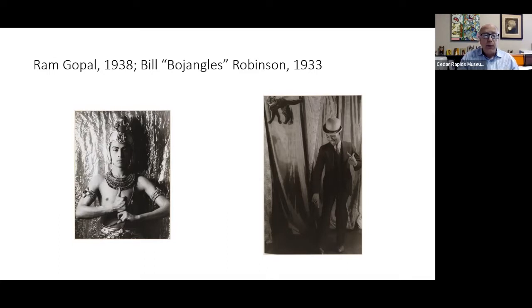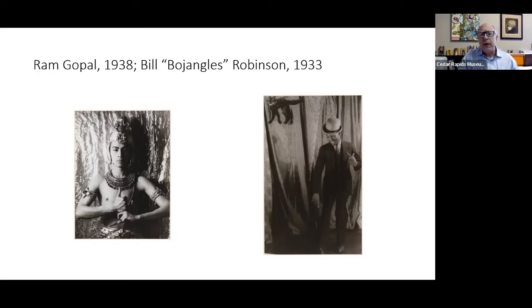Here you see Ram Gopal in his attire as an Indian dancer. With Bill Bojangles Robinson, you see him sort of performing. You see him actually doing some dance steps as captured. Both of these images are a little bit unusual for Carl Van Vechten. The Ram Gopal is a little bit more traditional, where you see the sitter really waist length and against a background of Carl Van Vechten's choosing, very close to the picture plane.